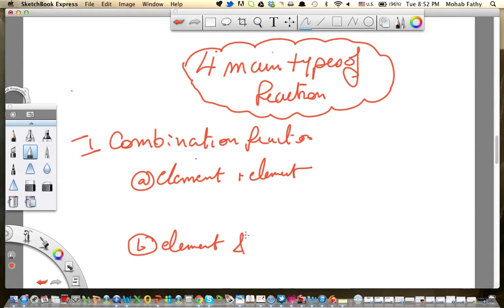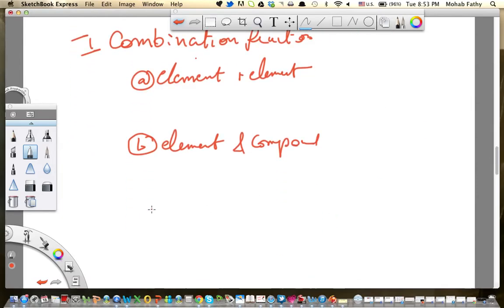Element and element, element and compound, and finally between a compound and a compound. This is the last type, compound plus compound. So we have to take an example. First of all, element to element. Combination means two elements combined together. It's called direct combination. And the opposite of direct combination, by the way, is decomposition.